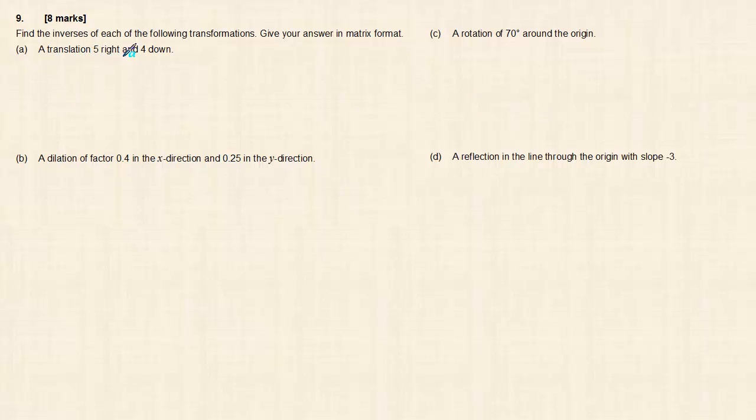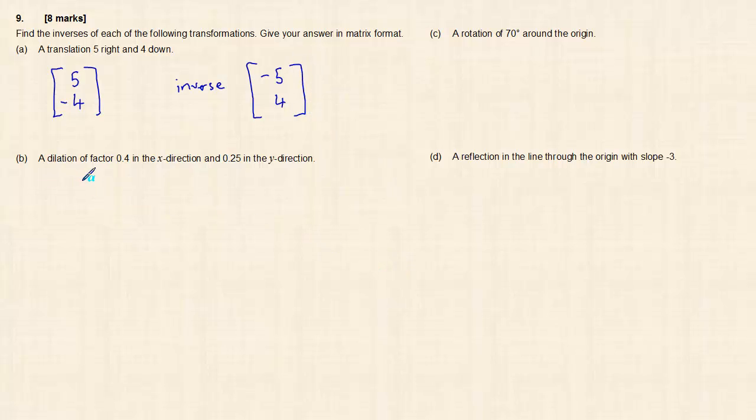Find the inverses of each of the following transformations. Give your answer in matrix format. So here we have a translation of 5 right and 4 down. So the reverse or the inverse would be that we need to go 5 to the left and 4 up.